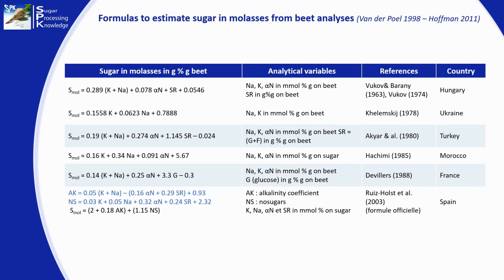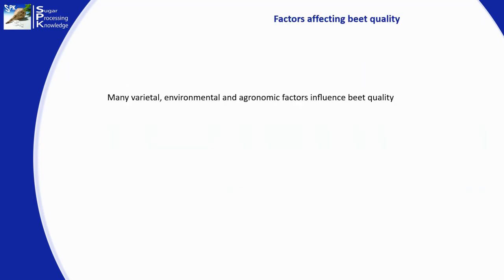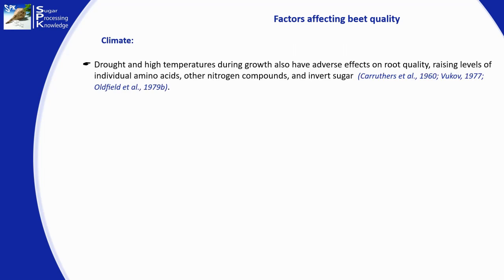So what are the factors that affect beet quality? Actually, there are several varietal, environmental and agronomic factors that influence beet quality. First of all, there are the climatic conditions. Drought and high temperatures during growth also have adverse effects on root quality, raising levels of individual amino acids, other nitrogen compounds, and inverting sugar.